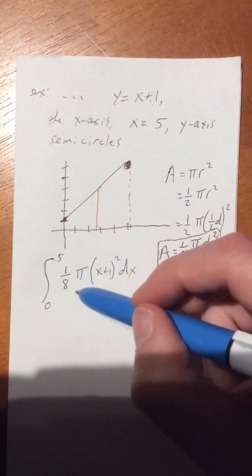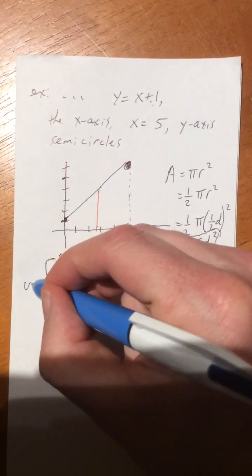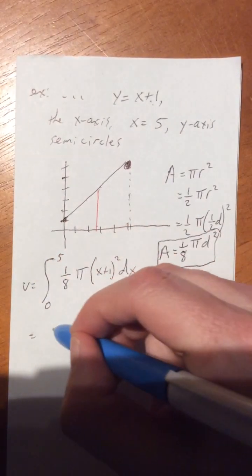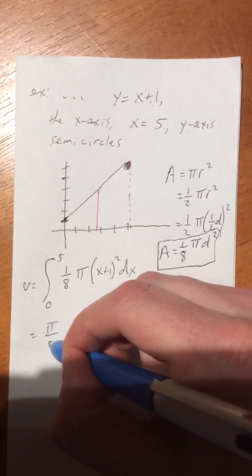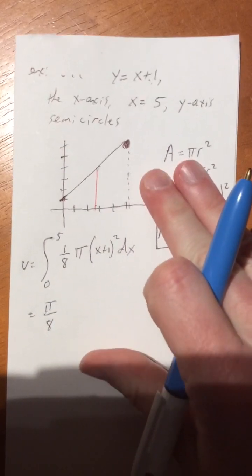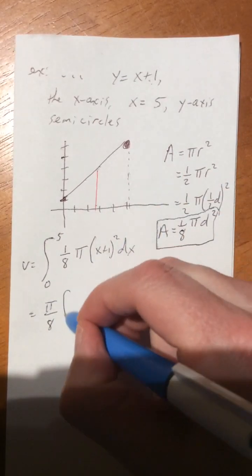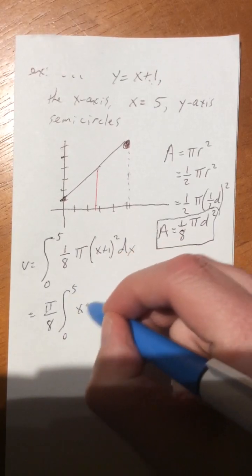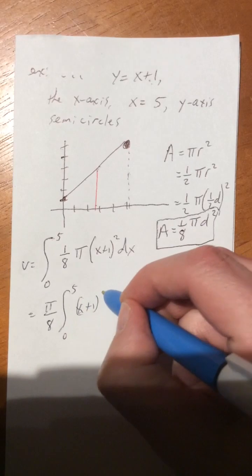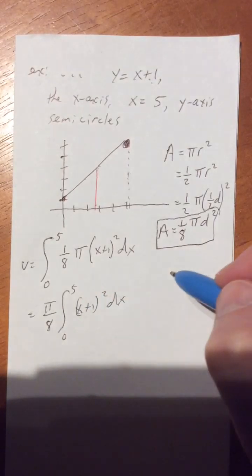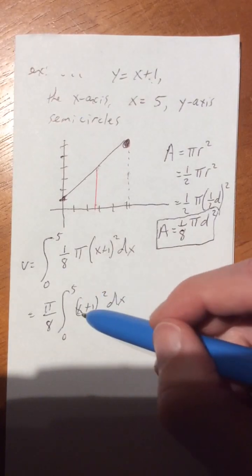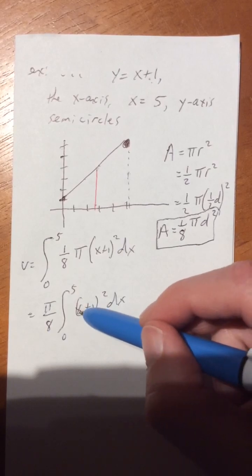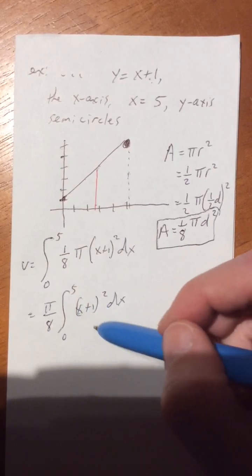So we'll kick these two guys onto the outside. I should have written v equals. So that's going to be equal to pi over 8. Slide this up just a little bit. Integral of 0 to 5 of x plus 1 squared dx. And again, as usual, actually we could just substitute this right now because the derivative of x is 1 and we got a 1 here.